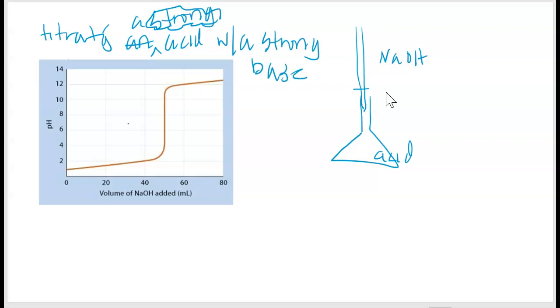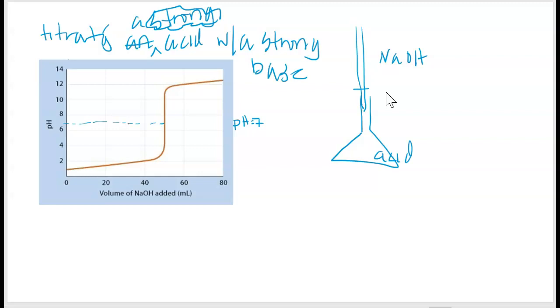Well, we know it's an acid, but you can see where the curve changes from concave up. This portion is concave up. This portion is concave down. Where the curve changes concavity is called the inflection point. This point right here is the equivalence point, and you can see that the equivalence point is at pH 7. When the pH is at pH 7, we know that we are titrating a strong acid with a strong base.